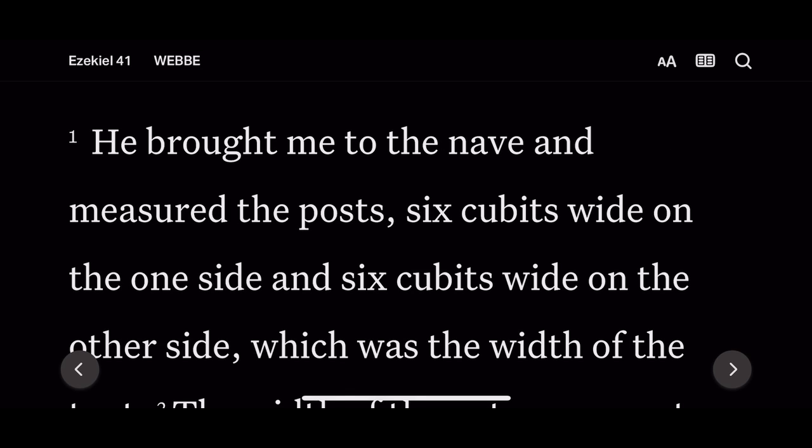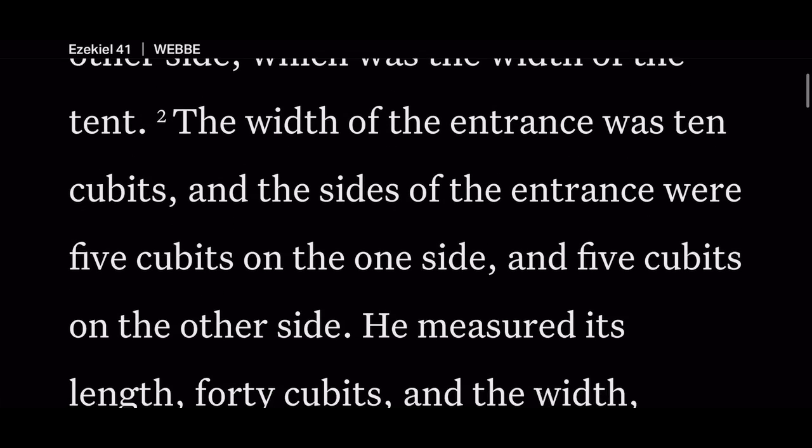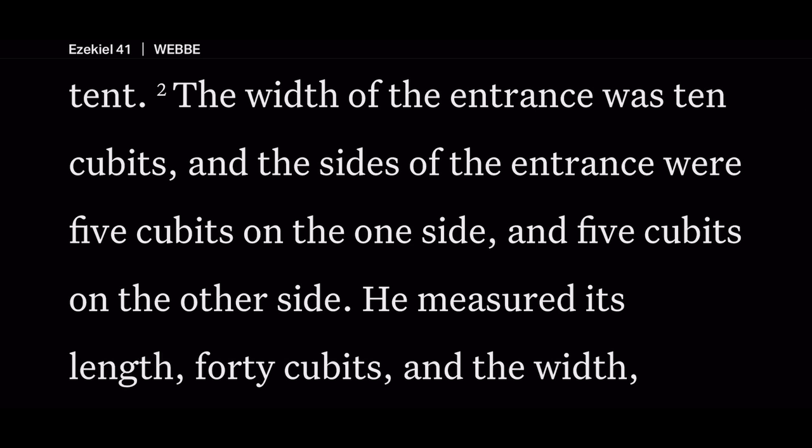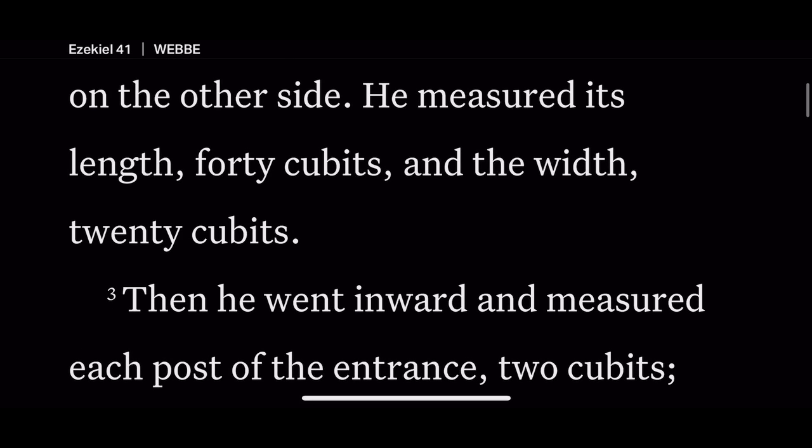Chapter 41. He brought me to the nave and measured the posts, 6 cubits wide on the one side and 6 cubits wide on the other side, which was the width of the tent. The width of the entrance was 10 cubits, and the sides of the entrance were 5 cubits on the one side and 5 cubits on the other side. He measured its length, 40 cubits, and the width, 20 cubits.